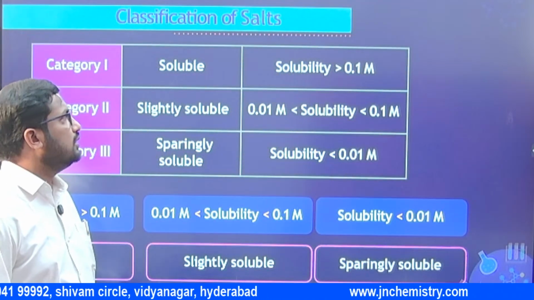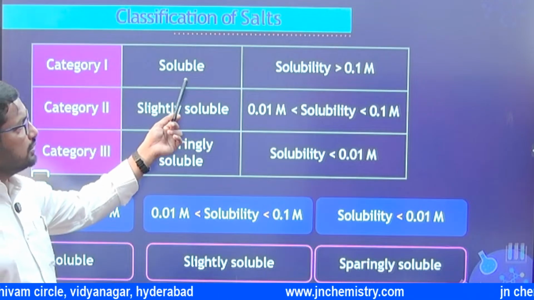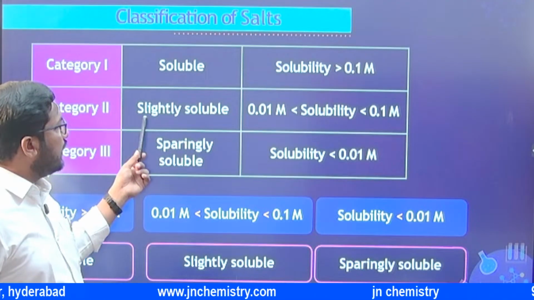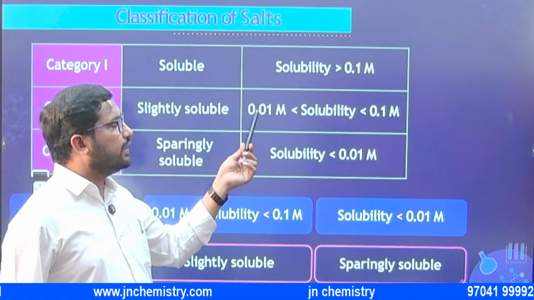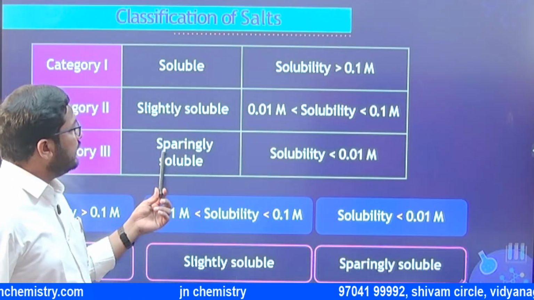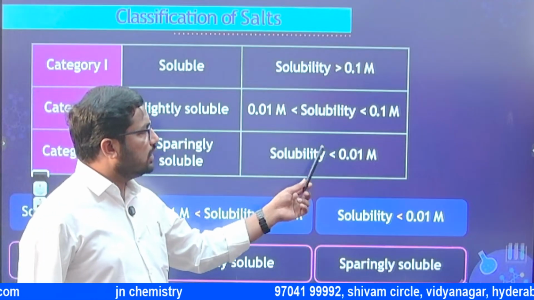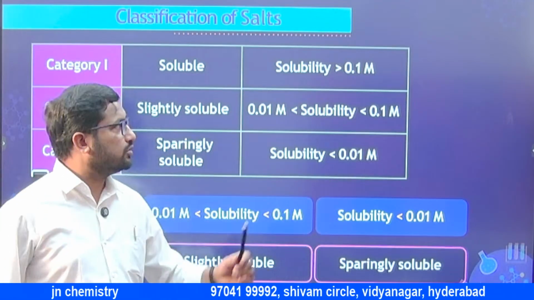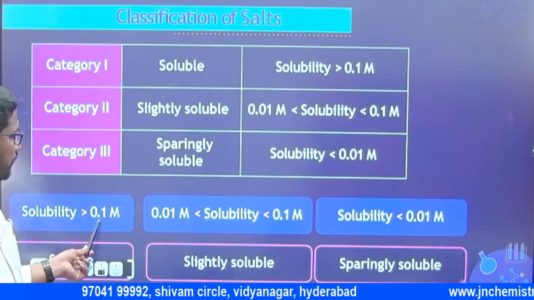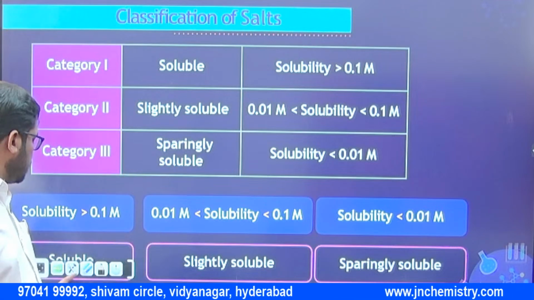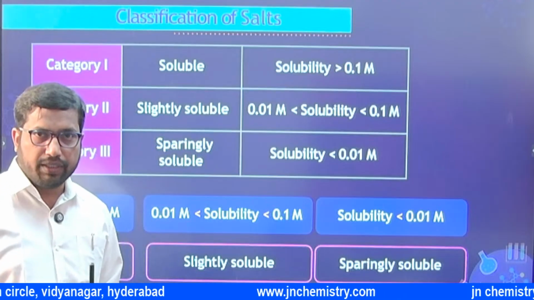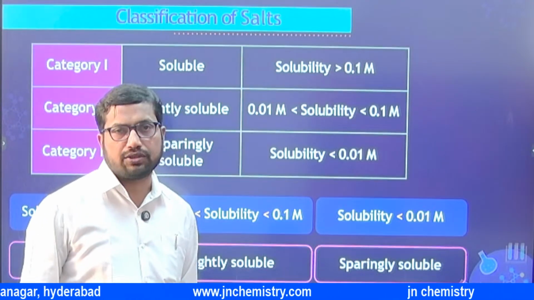So classification of salts. Category 1, soluble: solubility is greater than 0.1 molar. Category 2, slightly soluble salts: 0.01 molar to 0.1 molar. Category 3, sparingly soluble salts: solubility is less than 0.01 molar. Write this table. In solubility product we will discuss sparingly soluble salts. Write it down.